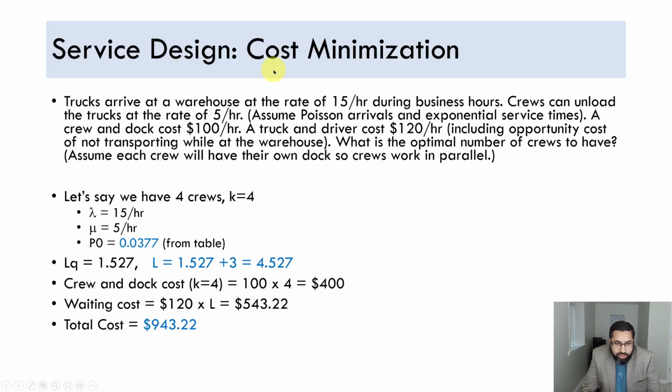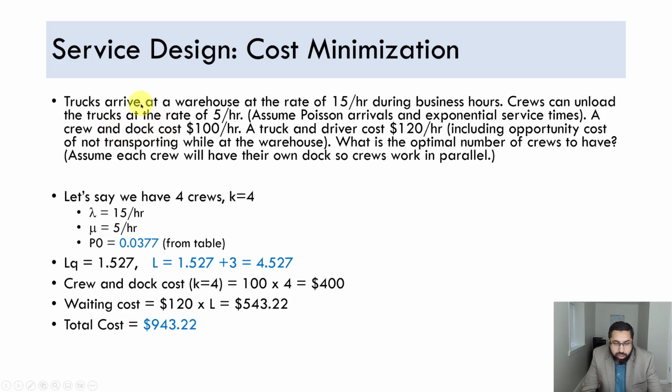It's a very similar trucking example to the one we had before. Trucks arrive at a warehouse at a rate of 15 per hour during business hours. Crews can unload trucks at the rate of 5 trucks per hour. Assume Poisson arrivals and exponential service time. So we have the MM, and because we can have more than one crew, we have the K. So it's an MMK system.